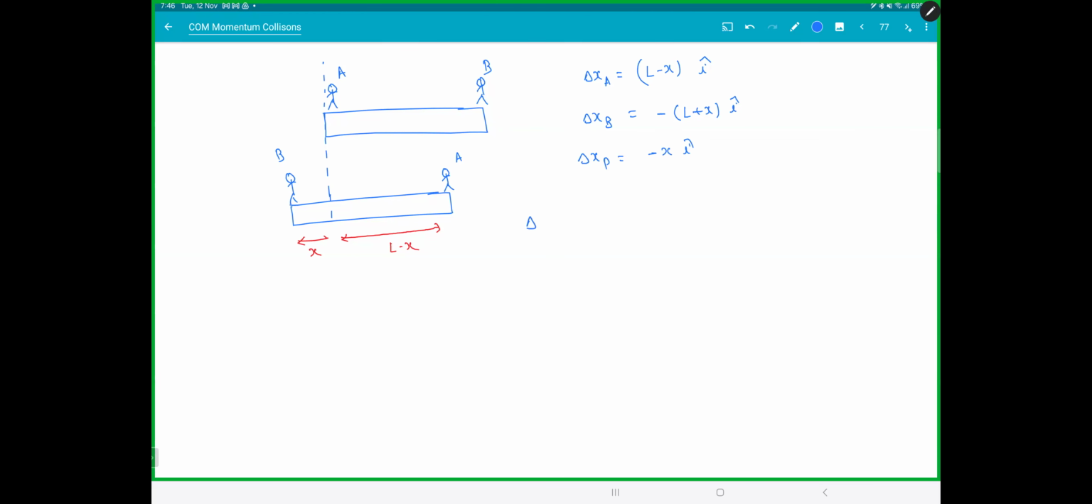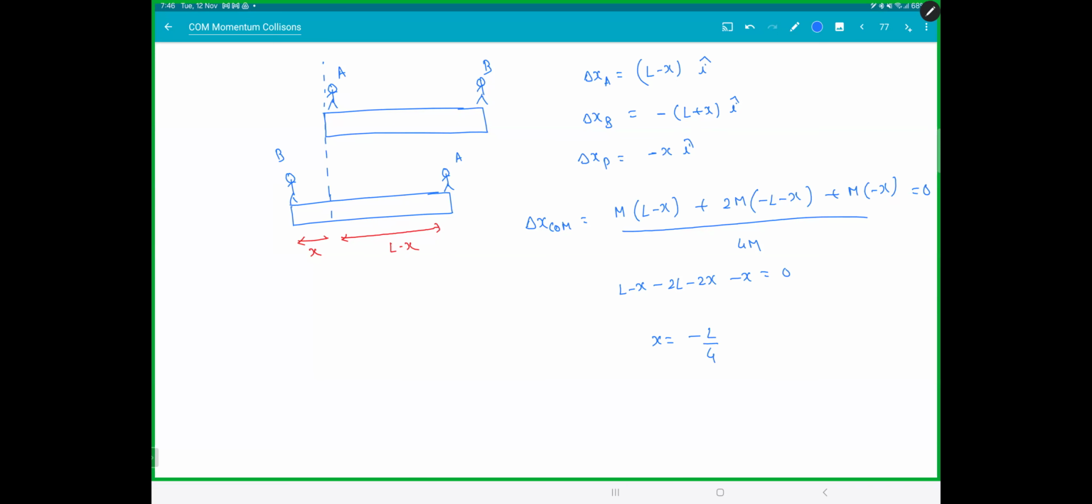And then you're done. So delta X center of mass: mass of A is M, times (L minus X), mass of B is 2M, times (minus L minus X), mass of the plank is M, times minus X, divided by total mass 4M, is 0. This would be L minus X minus 2L minus 2X minus X equal to 0. We get X equal to minus L by 4. The minus indicates the direction I have taken is wrong. I took it left, right? It is actually the other way around.